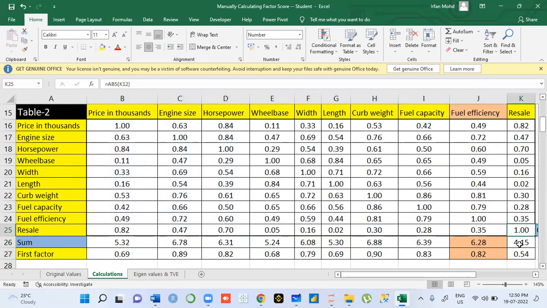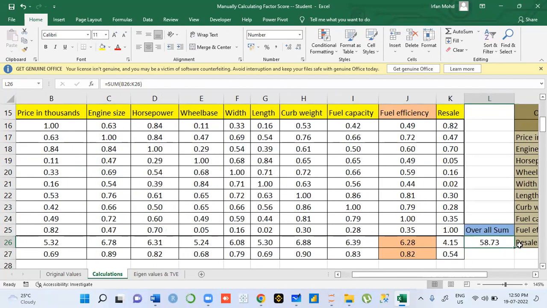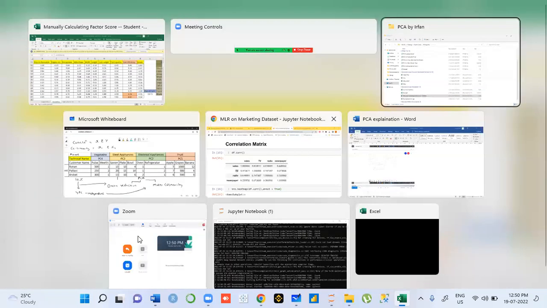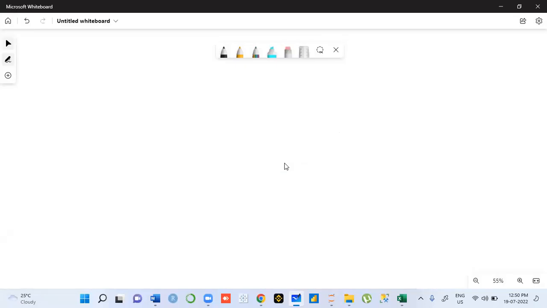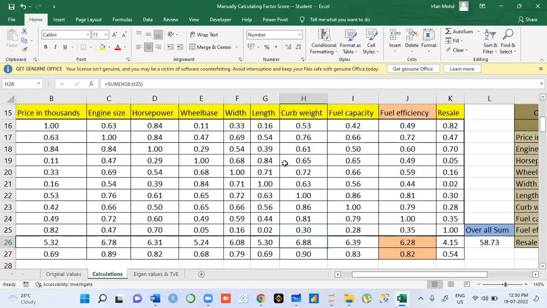Is this clear till resale? Can I do the sum of the sums? How much is it? 58.73. Guys, remember point number 1. How many X do we have? 10X. Looking at this, guys, can you tell me how many groups are possible?